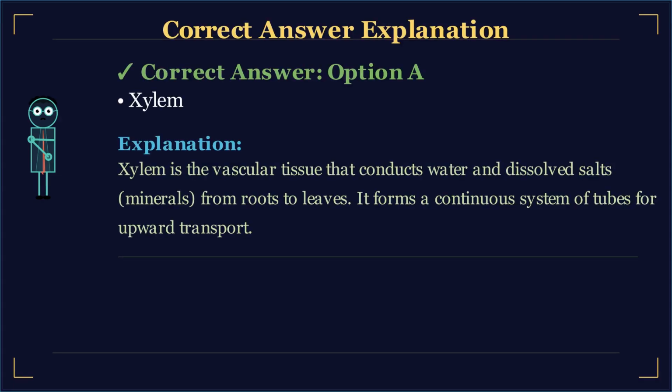Here's the explanation for the correct answer. Xylem is the vascular tissue that conducts water and dissolved salts, minerals, from roots to leaves. It forms a continuous system of tubes for upward transport.